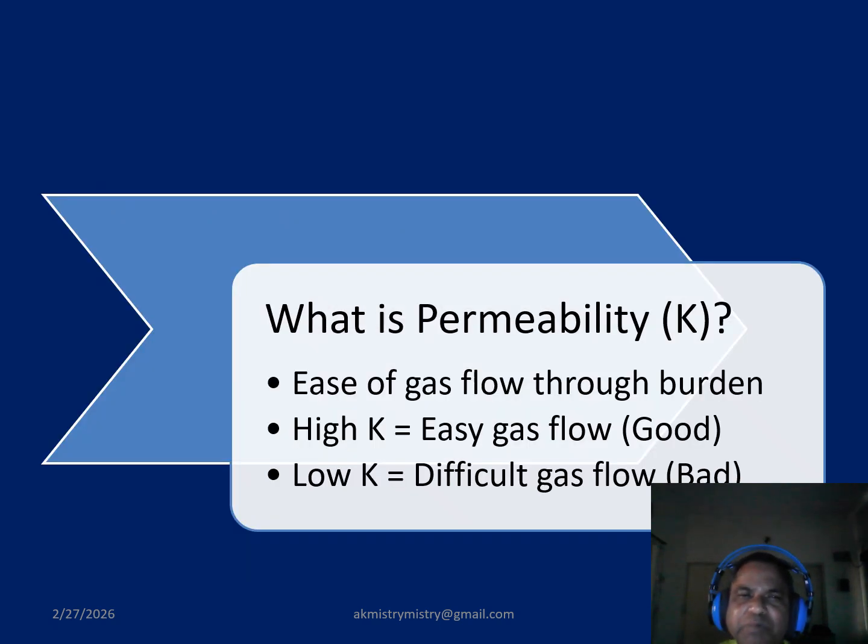Next, let us define permeability, represented by K. This is essentially the ease with which gas flows through the body. High permeability means your gas is flowing easily, which is good. Low permeability means the gas is struggling to pass through, which is a problem.